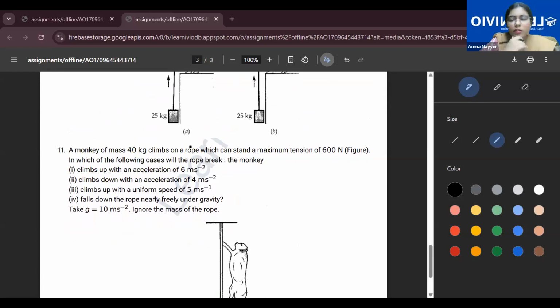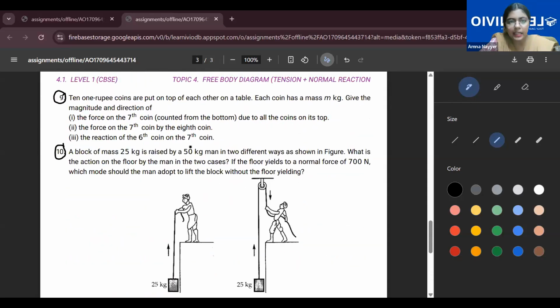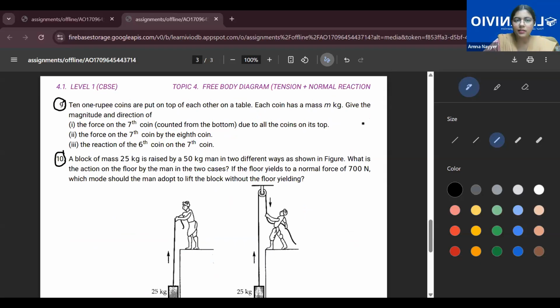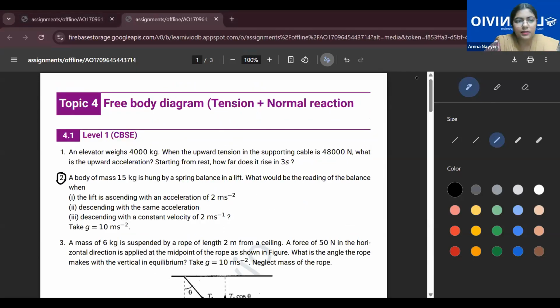I don't know. It's up to 9th. It was there. Till 9th it was given. Okay. Yes, ma'am. Till 10th. Till 10th. Yeah, ma'am, 10th was there. Okay, 10th was also there. Let me then discuss this.